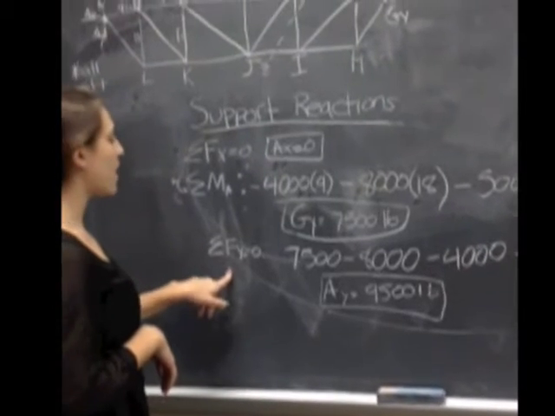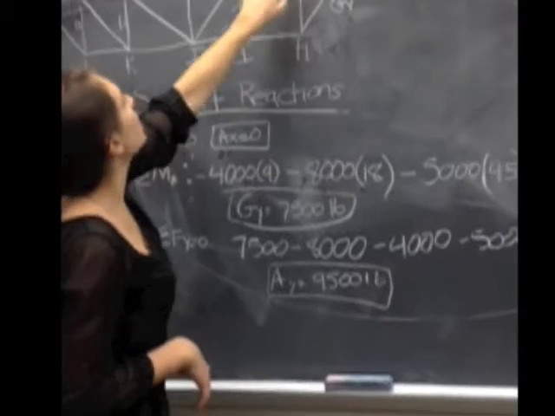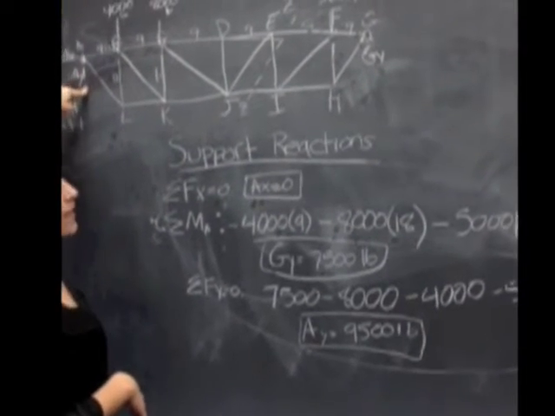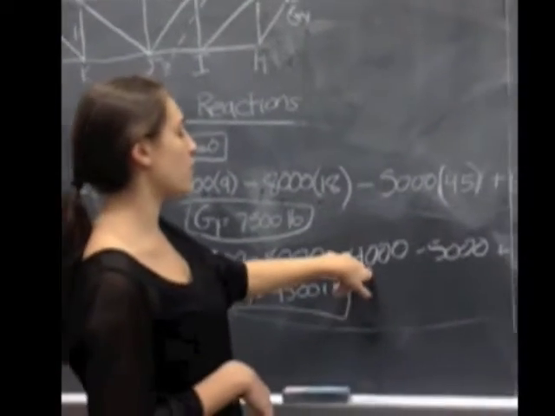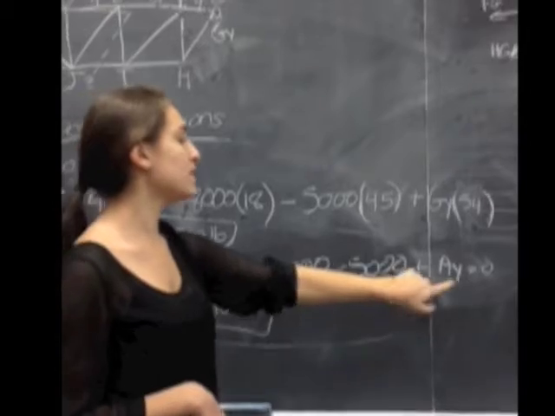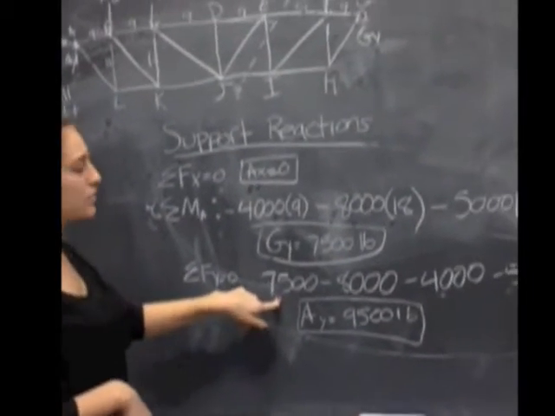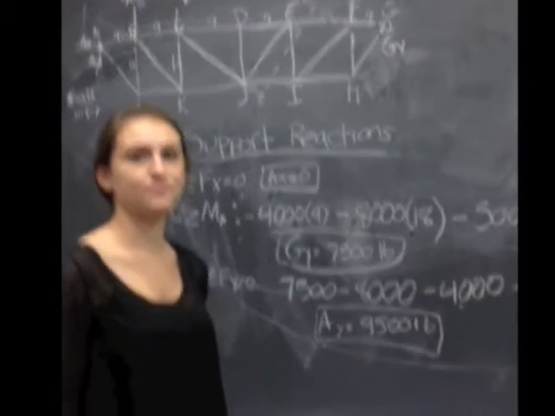Moving on to the sum of forces in Y, all you have here is the GY pointing up, and then these external forces pointing down, and then your only unknown is AY. So you plug in those, you have GY minus 8,000, minus 4,000, minus 5,000, plus AY equals 0. The GY is 7,500, so if you solve for AY, you get 9,500 pounds.